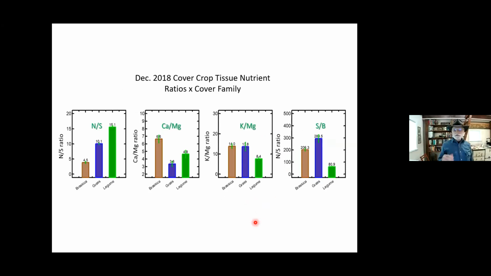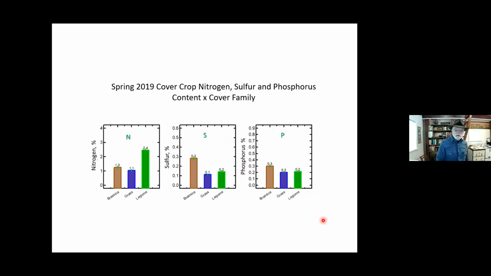If we look at some of the ratios of nutrients, it's even more distinct. We've got a very nice lineup here of nitrogen to sulfur ratio. Brassicas are really high in sulfur, moderately high in nitrogen, so that's low. The brassicas and the legumes are fairly low in sulfur relative to nitrogen. The brassicas, of course, are in the calciphore family, and so they're really high in calcium compared to magnesium, so sometimes that's an issue. Again, in potassium, the brassicas and grasses are higher, and the sulfur boron ratios.